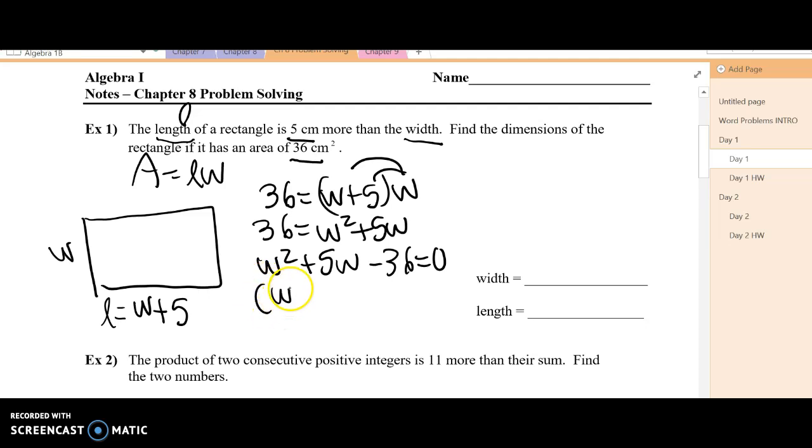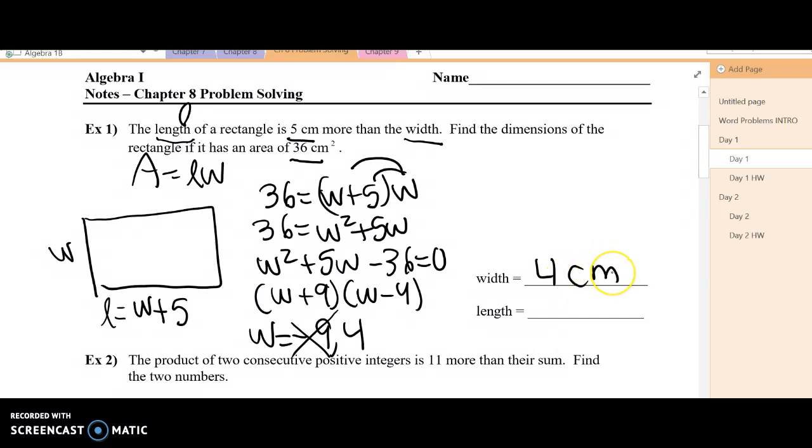We will find a number pair that multiplies to negative 36 and adds to 5. So we have W plus 9 and W minus 4. We end up with W equals negative 9 and 4. Since it cannot be negative, negative 9 does not work, so we have 4 as the width. Then we need to plug it back in to our length equation. So L equals our width, which is 4, plus 5. So we get a length of 9 centimeters.